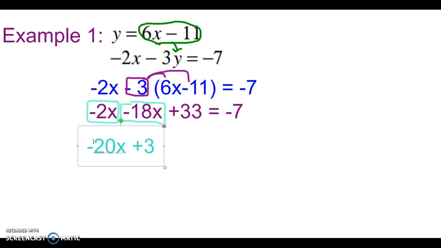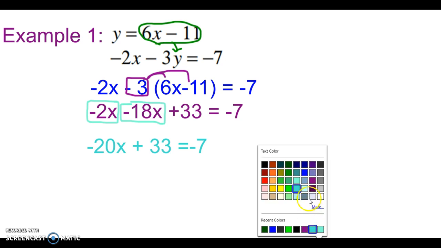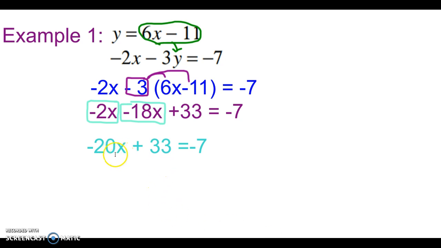We'll bring down our plus 33 and our equals negative 7. So those are all the terms that we didn't do anything with that time. Now we're trying to solve for our variable x, which is right here. So we need to move this term plus 33 to the other side of our equal sign.